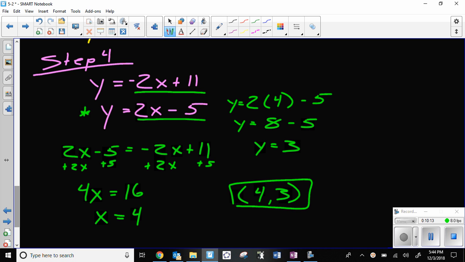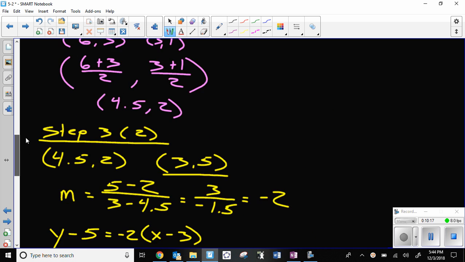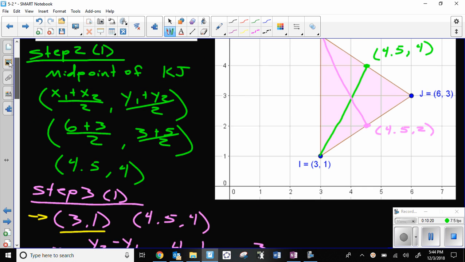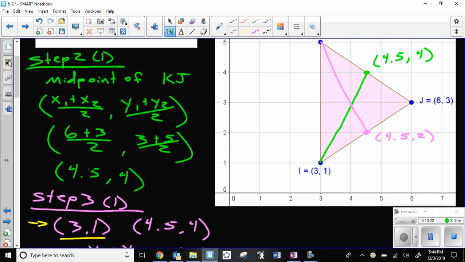We're going to check our graph. If we did this correctly, it should look like my lines are going to intersect around that point. And you can see if I come 4 comma 3, it's really close. But again, graphs can be misleading a little bit. That's why we are using this method. So there is your centroid, 4 comma 3.